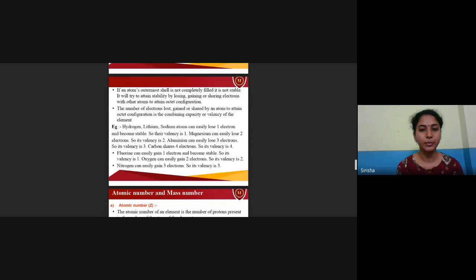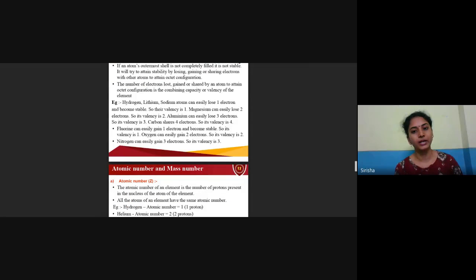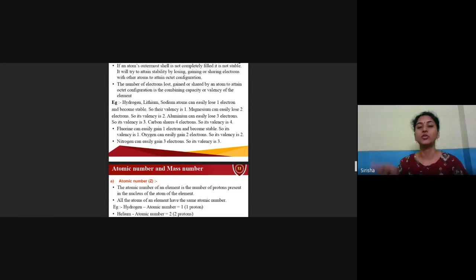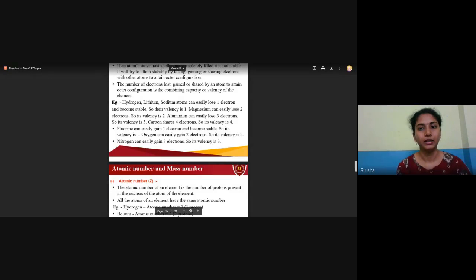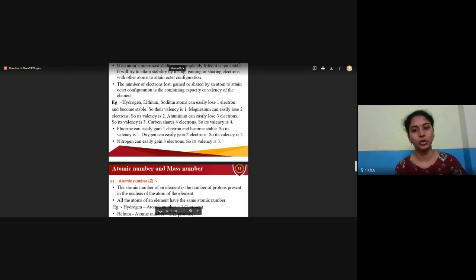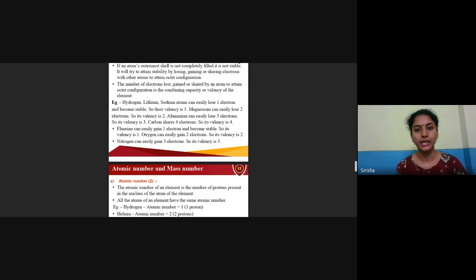Okay, for example, if you take lithium or sodium, the atoms can easily lose one electron and become stable, isn't it? Because one electron is present in the outermost shell, it can easily lose that electron and form a cation, that is Na+. Magnesium can easily lose 2 electrons, so its valency is 2. Aluminium can easily lose 3 electrons, so its valency is 3. Carbon shares 4 electrons, so its valency is 4.